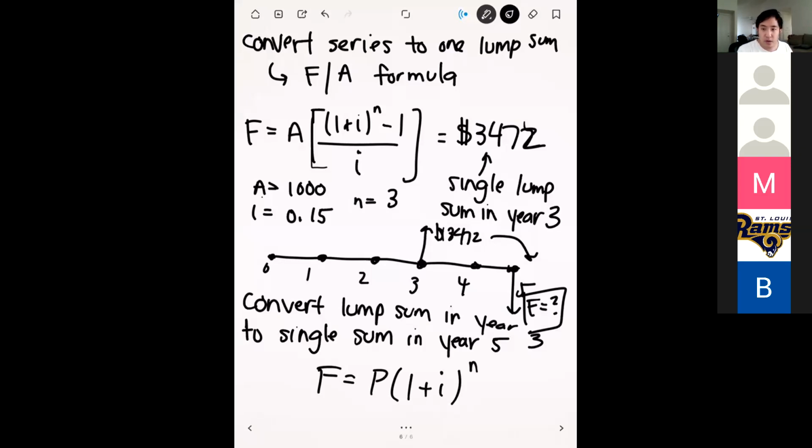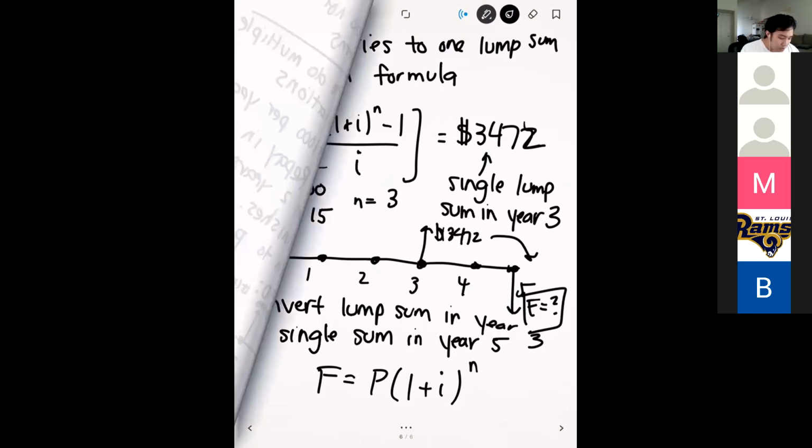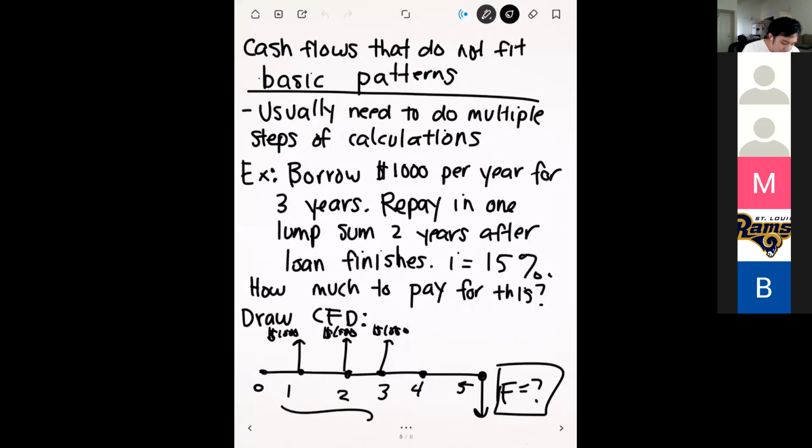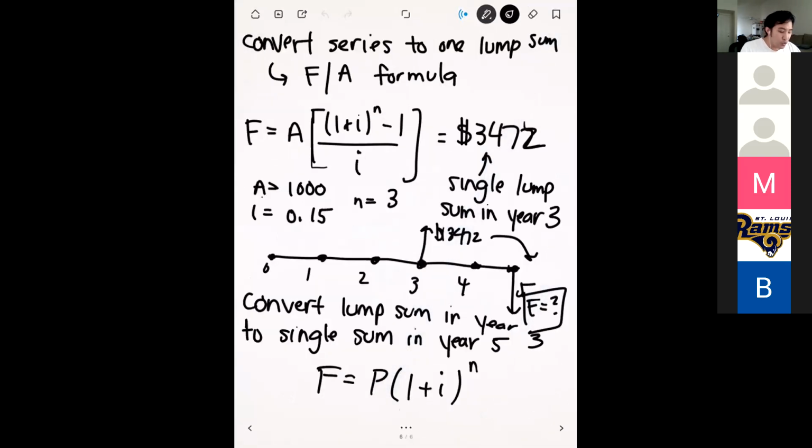Sure, absolutely. We have to do this in two separate steps because if we look at our initial cash flow diagram here, we can see that we have a uniform series over the first 3 years. We want to convert this into one single sum, which we did using this F and A formula right here. When we did that, we got this number, 3,472. Now we have a single lump sum that represents all our uniform series of payments. But because we're using this formula, this lump sum occurs at the end of year 3, since this was the last year that we received money from that loan.